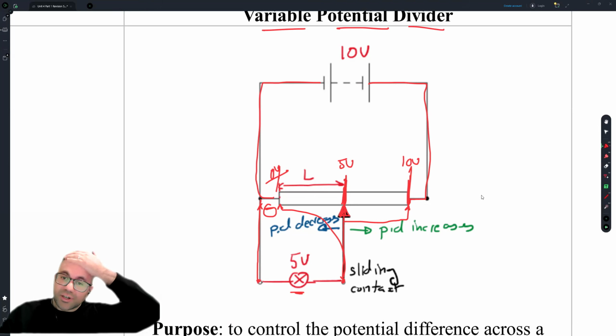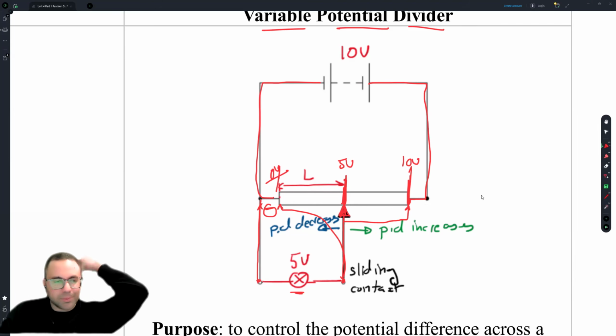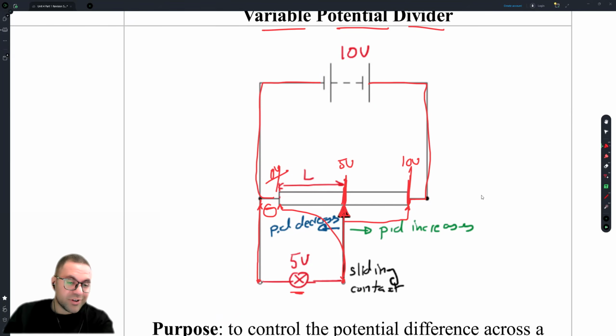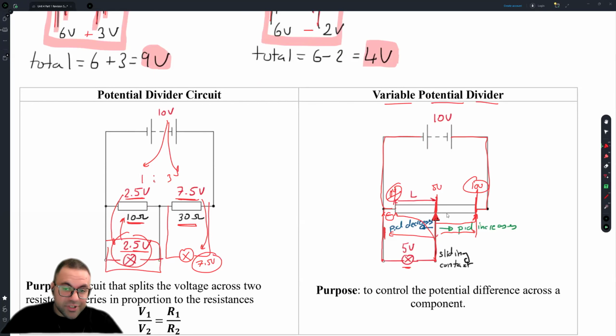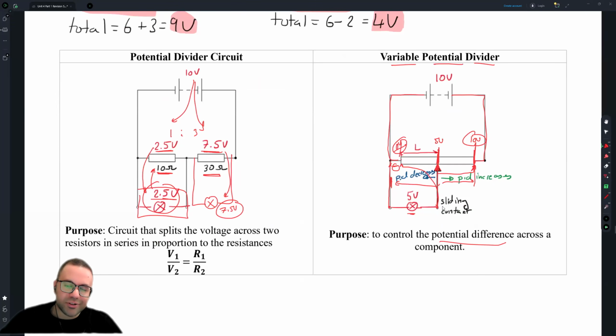And whoever asked me earlier, is this how variable light bulbs that you have at home work? This is how they work. A variable potential divider is so much cleaner than just putting a variable resistor in series with a light bulb. Put it in parallel instead. This allows you to change the voltage directly from 0 to full, to 10 volts. 0 being the slider near the side that's connected to the battery, and the maximum being the other end. Okay? So the purpose of it isn't to control current now. It's to control what? Voltage across the component.